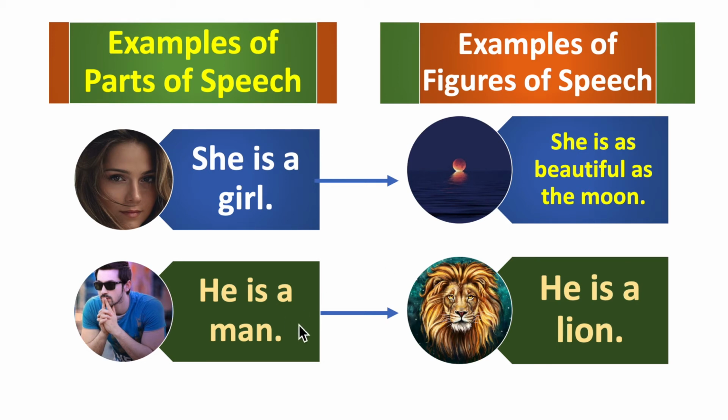Go to the next example. He's a man. It's a very straightforward sentence, direct sentence. There's nothing hidden in it. But this man is compared in this sentence: he is a lion. So this he is compared with the bravery of a lion, with the strength of a lion, or with the power of a lion, in whatever way you can interpret this, metaphor. So examples of figures of speech are such that they give you another meaning, hidden meaning, secondary or tertiary meaning. But the examples of parts of speech are very straightforward sentences without complicating the objective and the meaning.